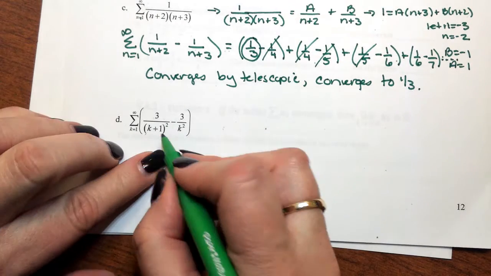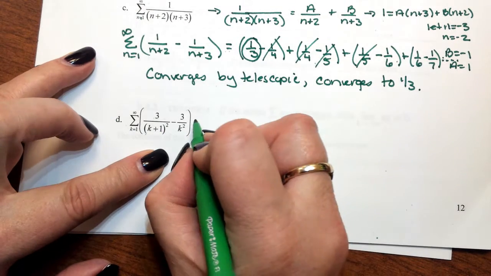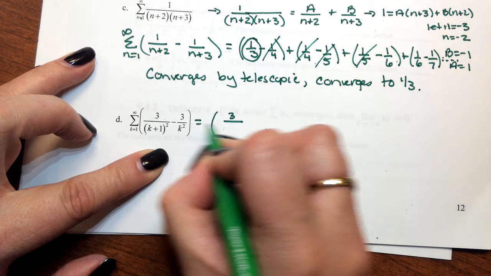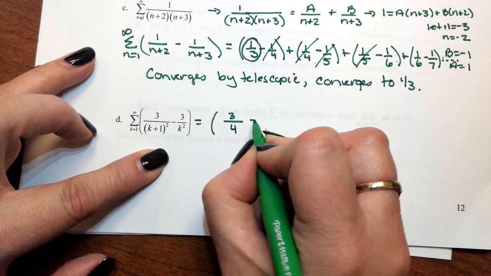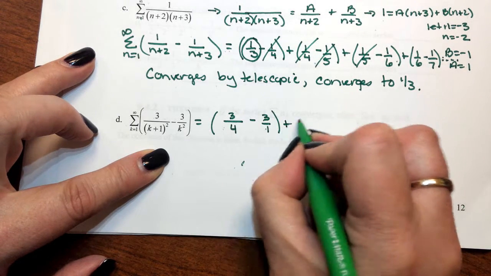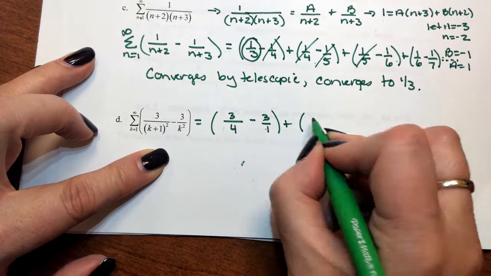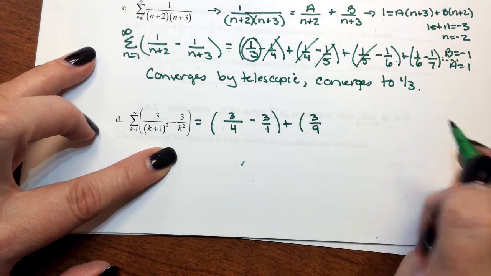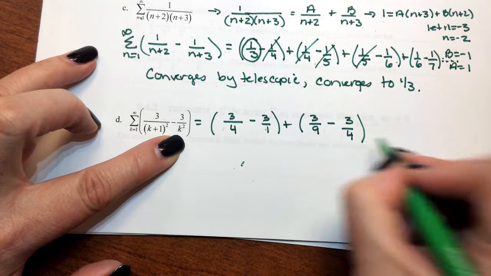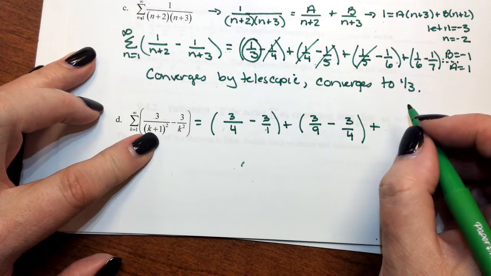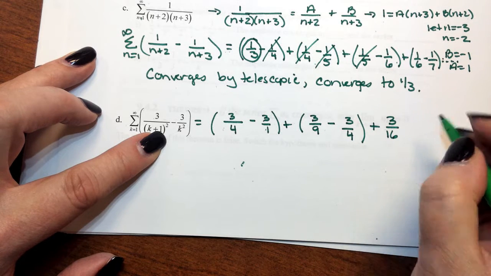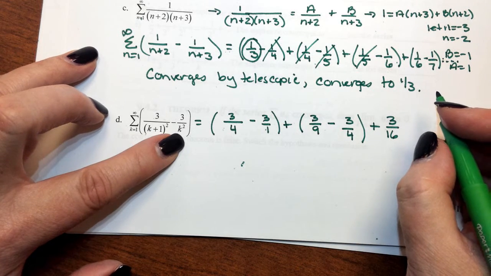So again, I've already got my two separate fractions, now I can write out my first couple terms. If I plug in a 1, 1 plus 1 is 2, and 2 squared is 4, and this is going to give me a 3 over 1. Plus, my second, 2 plus 1 is 3, 3 squared is 9, leave it unsimplified as 3/9, minus 3 over 4. Plug in a 3. 3 plus 1 is 4, and 4 squared is 16.